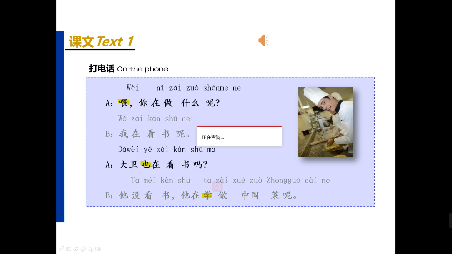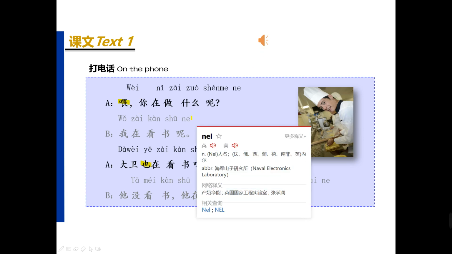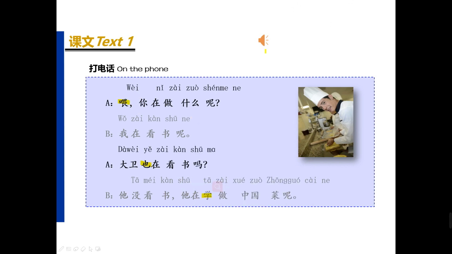Okay, so from this test, we can know it's a dialogue between two people.